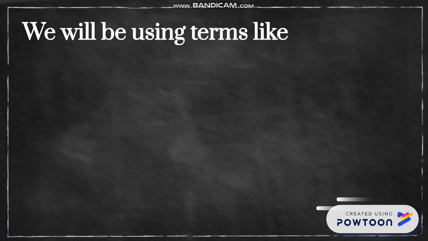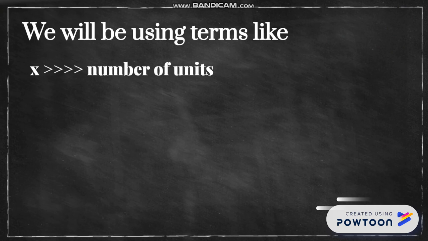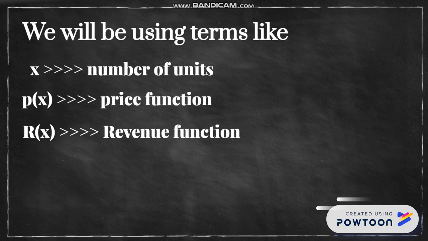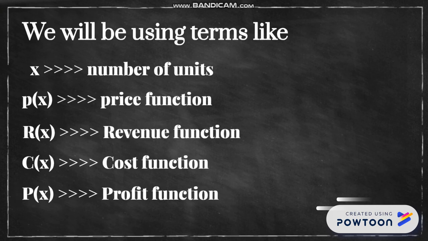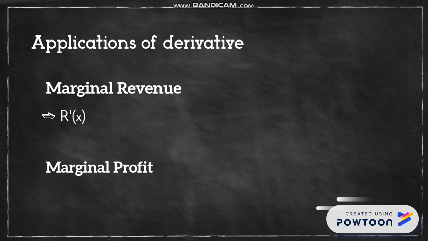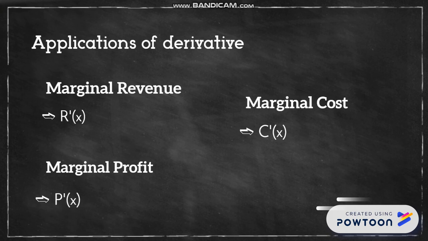To answer those questions, we will be using terms like x, which is the number of units. Small p of x is the price function, R of x is the revenue function, C of x is the cost function, and capital P of x is the profit function. The applications of derivatives section is used to determine the marginal revenue, which is R prime of x, marginal profit, which is P prime of x, and marginal cost, which is C prime of x.